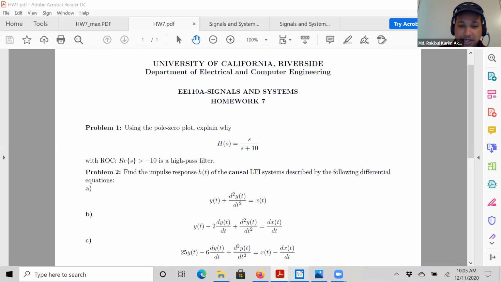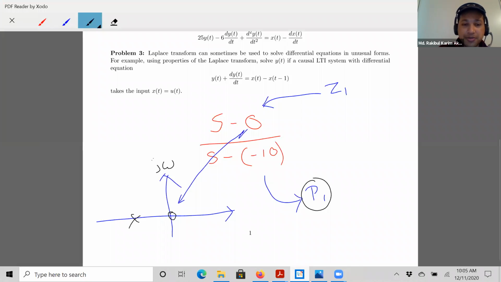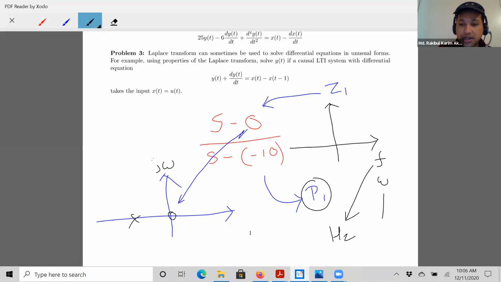So let's draw what a high pass filter actually is. If you draw it in the actual frequency domain, say this axis is f, or say this axis is omega. f is in hertz, you know that the unit of frequency is hertz, and in omega or angular frequency domain, its unit is radian per second.